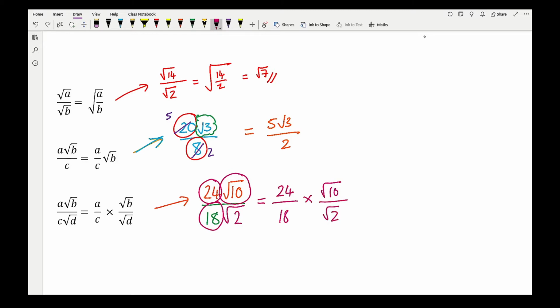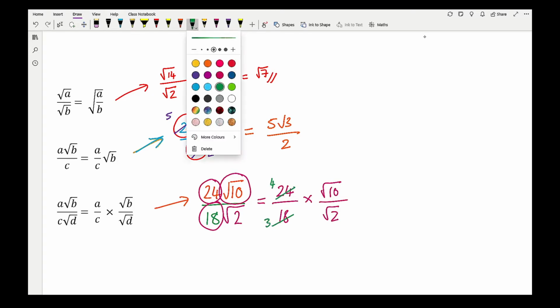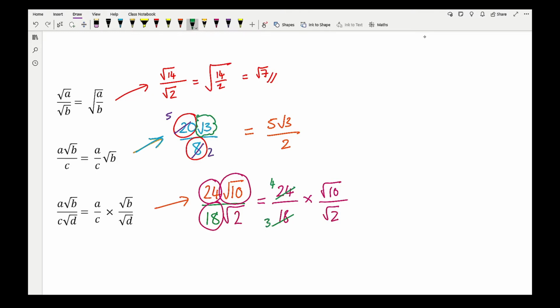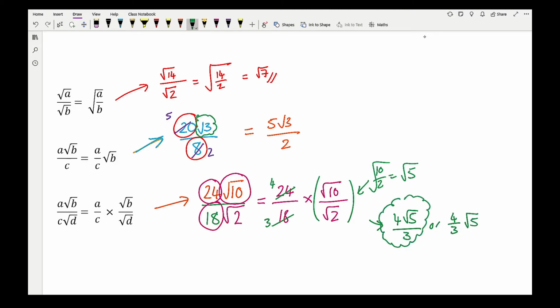So this becomes, well, I can divide both numbers by 6. So that would become a 4, that would become a 3. And I can do 10 divided by 2, which then becomes root 5. So giving me my final answer of 4 root 5 over 3, or I could write it as 4 over 3 root 5. And they're both the same thing, but I would say this one is probably a better way of writing it.